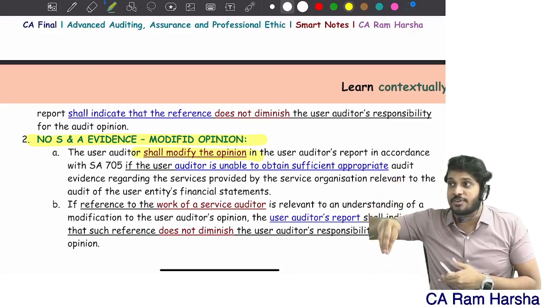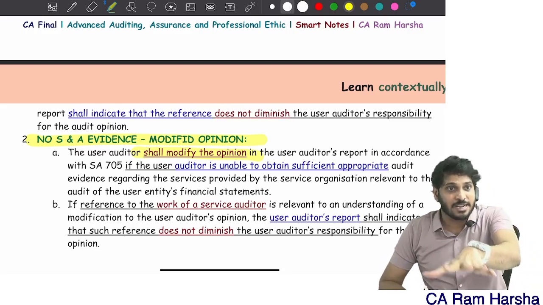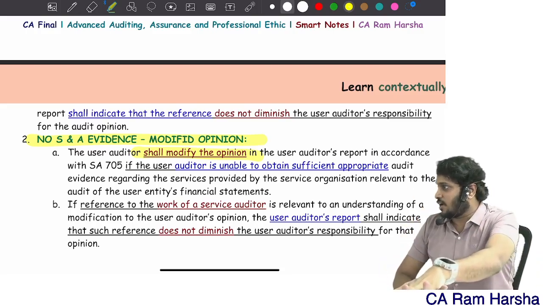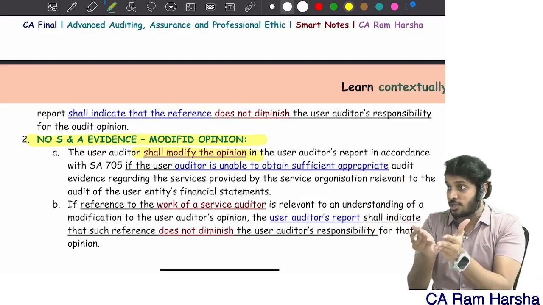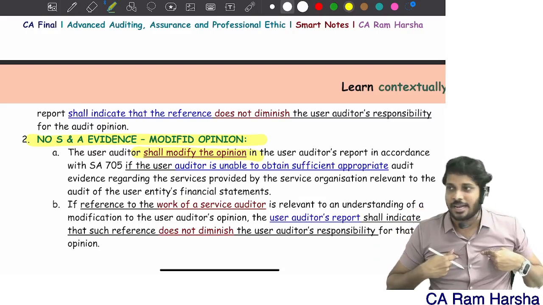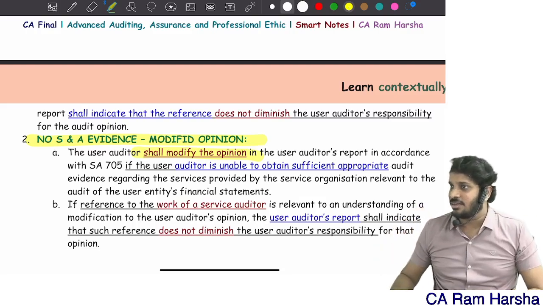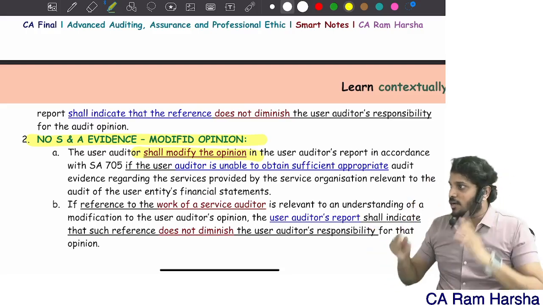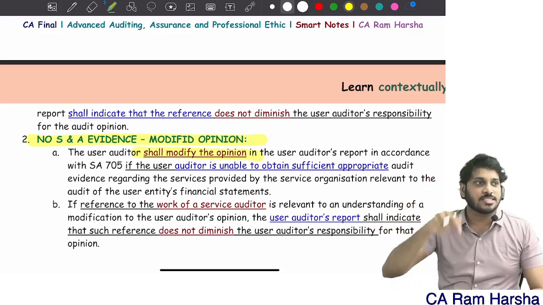Before using the Type 1 and Type 2 report, what are we doing? Whether he is competent, independent or not, standards followed or not, and whether the data that report contains is relevant for my audit or not. Like that I'm checking and concluding, correct? This is the overall broad picture that you should keep in mind when you're reading the standard.